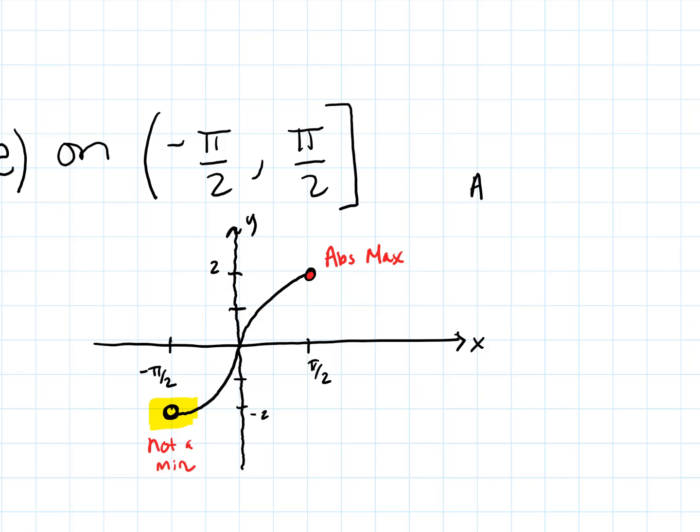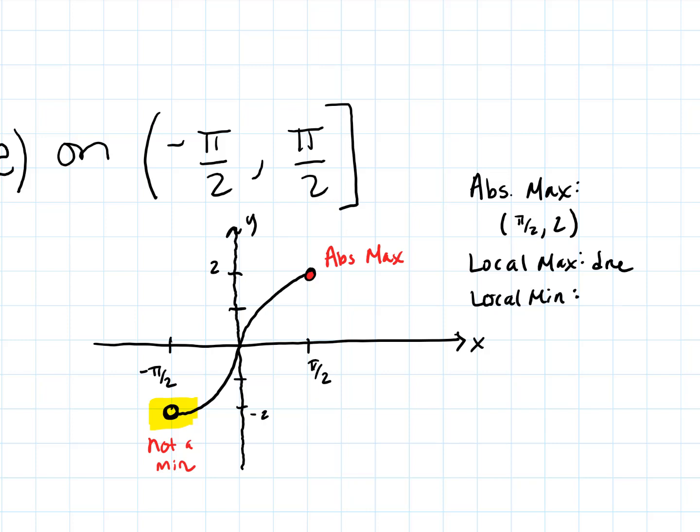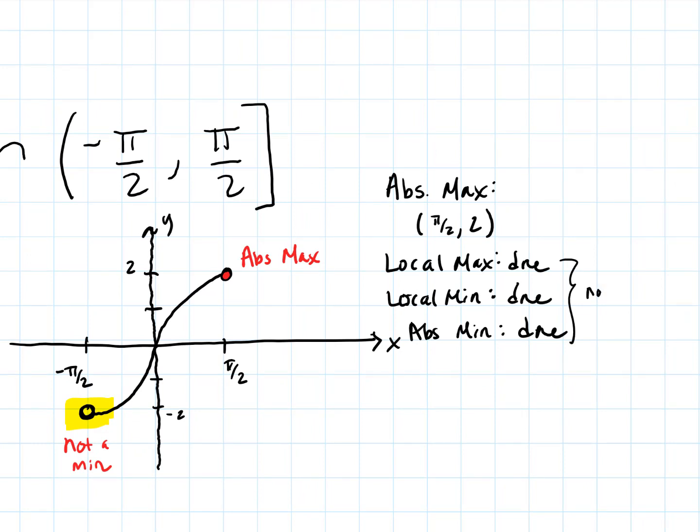So what we would say here is that we have an absolute max at pi over 2 and 2. In terms of the local max, there are none. They don't exist. And how about local mins? Well, also, those do not exist. And how about absolute mins? Also do not exist. None of these are achieved. No values where we hit these. So if we wanted to state all of the extreme values, we would really just have this one where we have an absolute max at pi over 2 and 2.